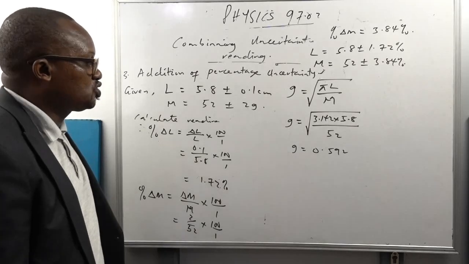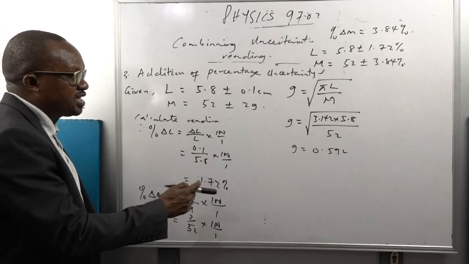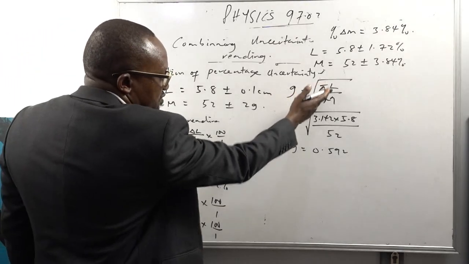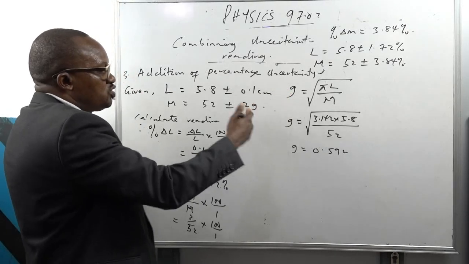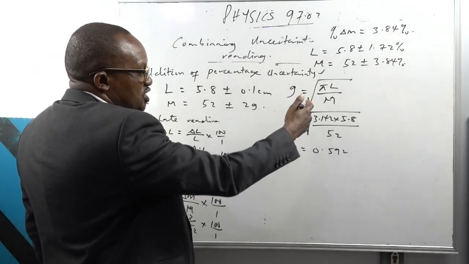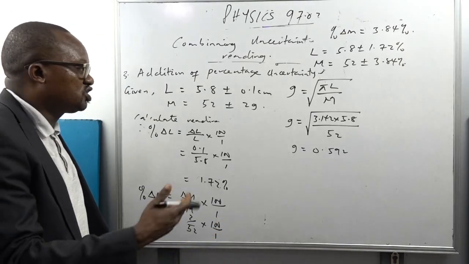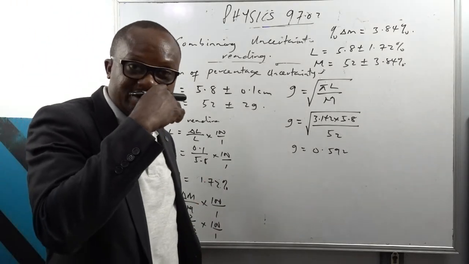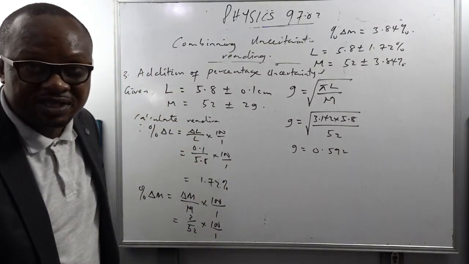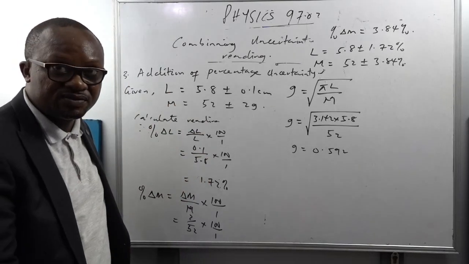So now, I can say that since the reading of G is calculated from division, the percentage uncertainty of G will be equal to the addition of the percentage uncertainties of its constituent readings. Remember, we have said that addition of fractional uncertainty is the same as addition of percentage uncertainty. Because percentage basically means what? Fraction.